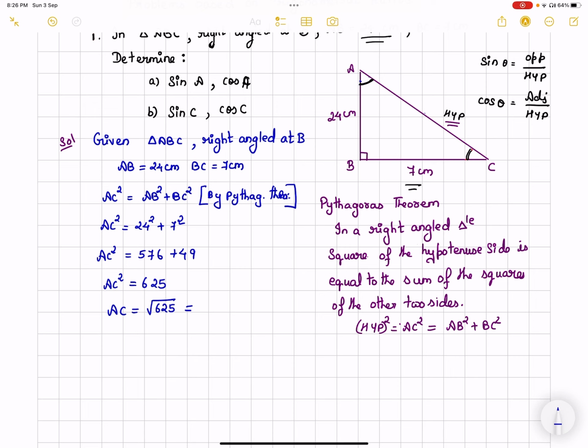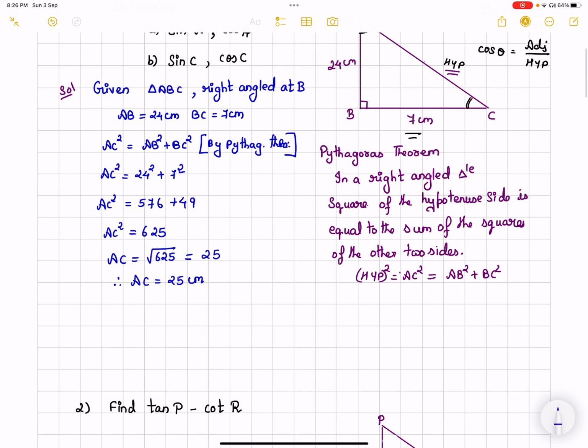Obviously, I would be getting plus or minus 25, but minus 25 I won't be considering because AC is a measurement. It's a length of one of the sides of my triangle. The side of my triangle can't be negative. That's the reason I'm taking it as 25. Therefore, AC is equal to 25 centimeter.